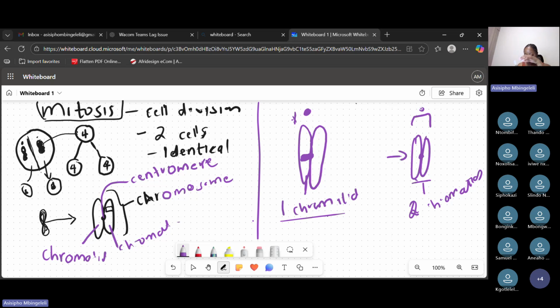Now, when this chromosome is only having one chromatid, in this state where it has only one chromatid, we refer to it also as an unreplicated chromosome. You have to add all of these terminology. So just one chromatid of a chromosome, you can refer to it as an unreplicated chromosome. This means that we are able to see a chromosome that has not undergone DNA replication. That is why it's called unreplicated.